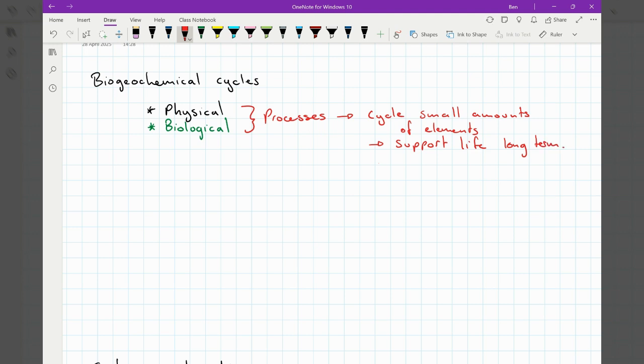And this means that the majority of these elements are often locked away in reservoirs, which are the stores, over long periods of time, and they're inaccessible. So only small amounts are needed, and they're continuously cycled, and this keeps everything going in an ecosystem.